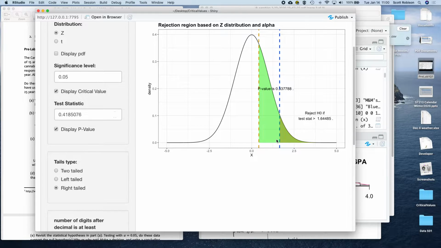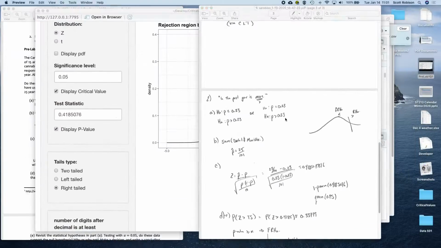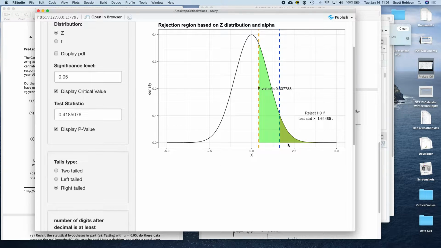One thing that is different from the first video is that in the first video we had all left tail things. That was because the sign in the alternative was less than, but now the sign in the alternative hypothesis is greater than. So now all of your tail probabilities come from the right instead of the left. Alpha is 5% from the right to this point, and the p-value is also coming from the right, whereas in the first example both probabilities were coming from the left.